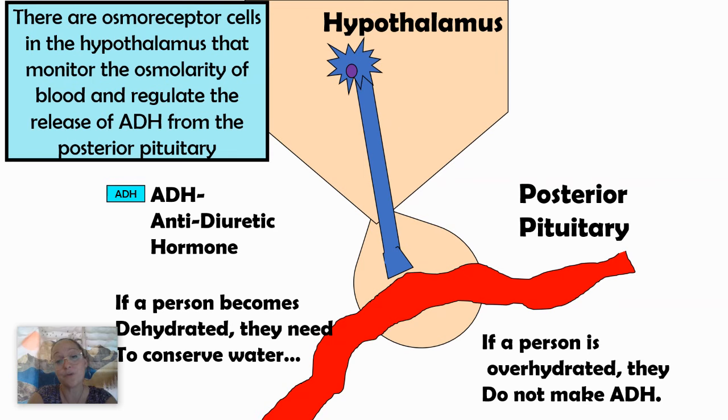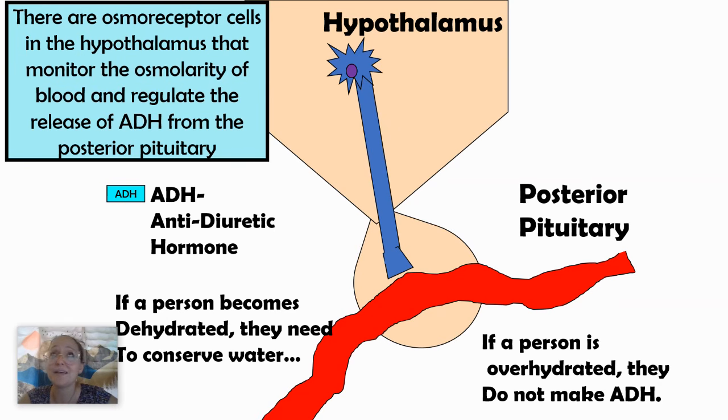Now, on the opposite, if you're overhydrated and you have so much water that you're hypotonic in your blood, then yes, you need to urinate and get that excess water out so your cells don't undergo cell lysis and burst. Therefore, in those conditions, you would not release ADH. We don't want more aquaporins. We want our water to leave our body and bring us back to isotonic conditions.